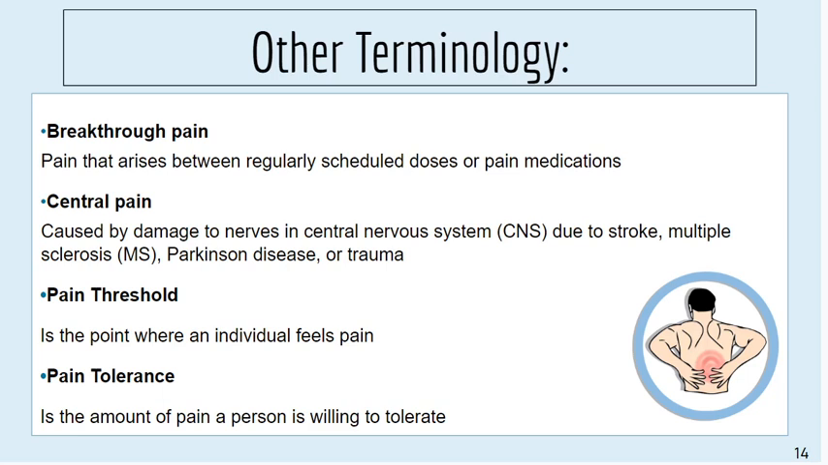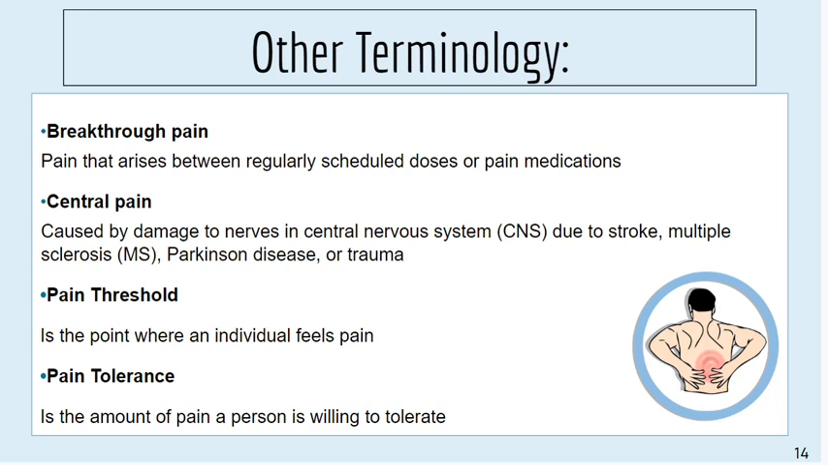Okay, some other terminology. I know we've talked quite a bit about that pain chart, but definitely keep referring back to that if you need to. There is breakthrough pain. I want you guys to be familiar with that term. Basically, that is the pain that arises between when a patient has regularly scheduled pain medication. It's that pain right before their pain medication is due. And as nurses, as we're taking care of these patients, that's definitely something that's important to report to the physician, especially if it keeps happening.